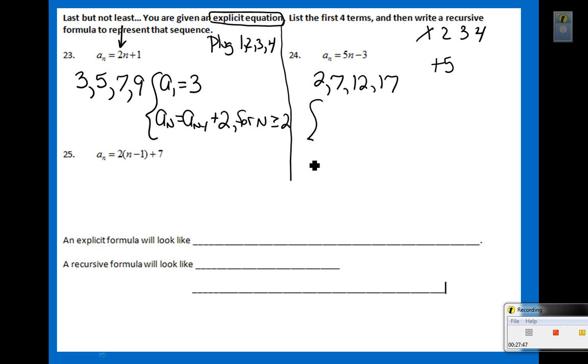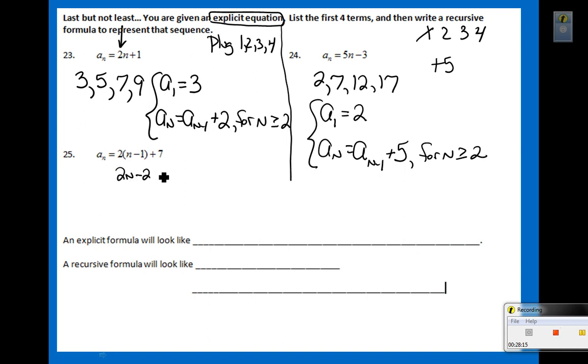So here's my recursive formula. A sub 1 is going to be 2. A sub n is going to be the previous term plus 5 more for n greater than or equal to 2. And we would do number 25 the exact same way. I would simplify this one first, though. I'd call this 2n minus 2 plus 7, 2n plus 5, and then do what we did up there.